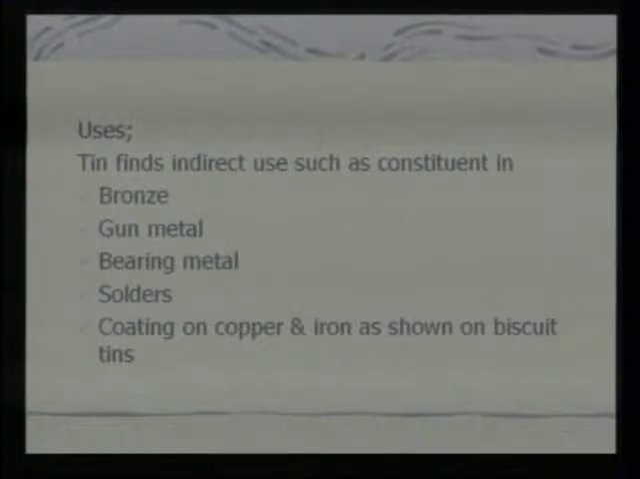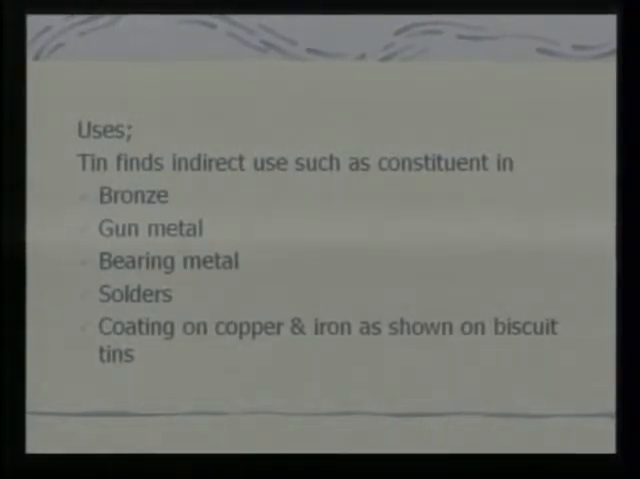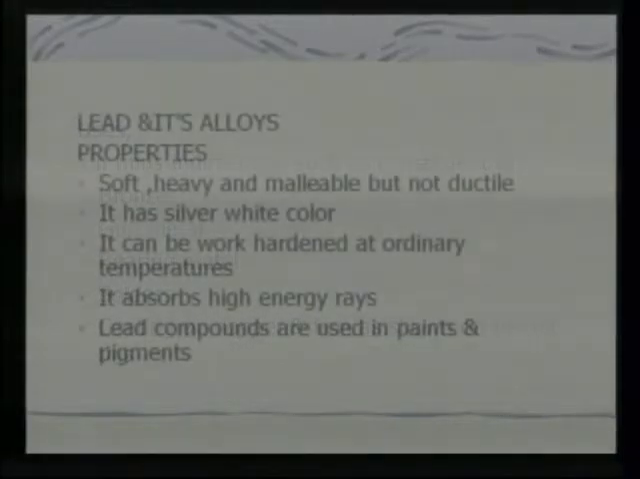Uses are like this. Tin finds indirect use such as constituent in bronze, that is copper and tin forms bronze. Gun metal, of course, it is also one type of bronze. Bearing metal, solders, that is the soldering elements used for making soldering. Coating on copper and iron as shown on biscuit tins, which is a good corrosion resistant coating.